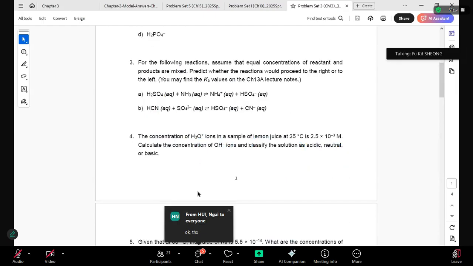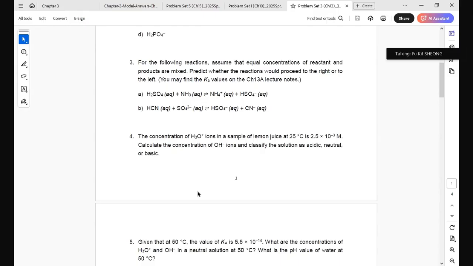Question 3: you assume that equal concentrations of reactants and products are mixed, and predict whether the reactions would proceed to the right or to the left. The general idea here is you need to look up the Ka values and Kb values. If you check the Ka values, they tell you whether sulfuric acid is the stronger acid or the ammonium ion is the stronger acid.